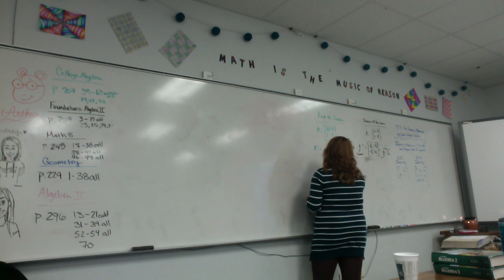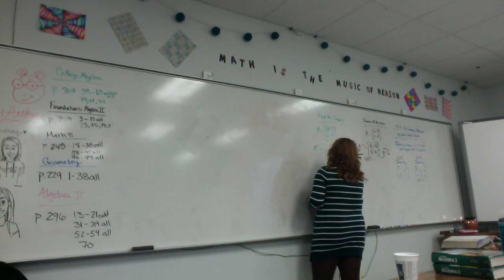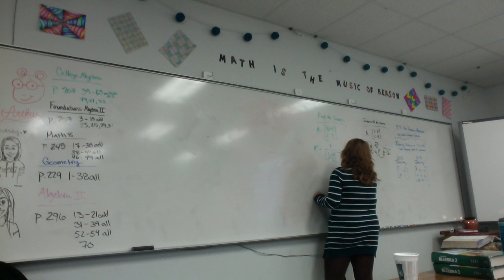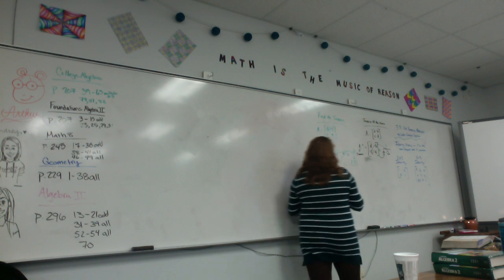Yes, 5 times 3 is? Minus, what's 2 times 8? 16. Minus positive 16. So you end up getting 1 over -1, which gives you -1 as your identity.